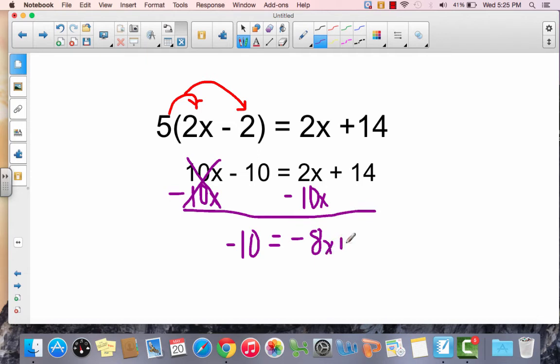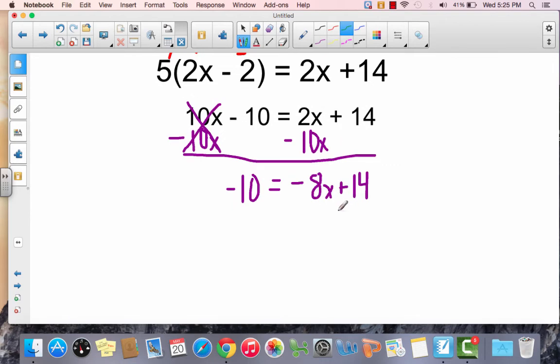And at this point, we are back to a two-step equation. So the first thing I will do is subtract the 14 from both sides. On the right-hand side, the 14 cancels out. And on the left-hand side, negative 10 minus 14, or negative 10 plus negative 14, gives me negative 24. So negative 24 is equal to negative 8x.